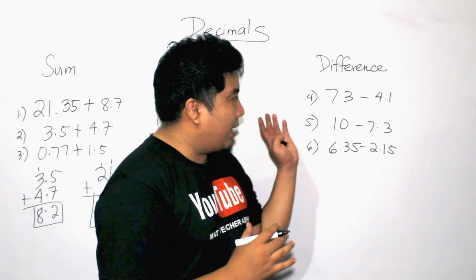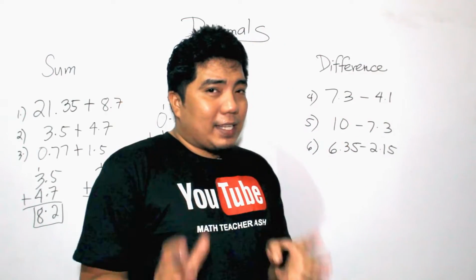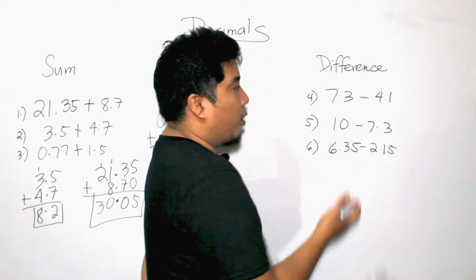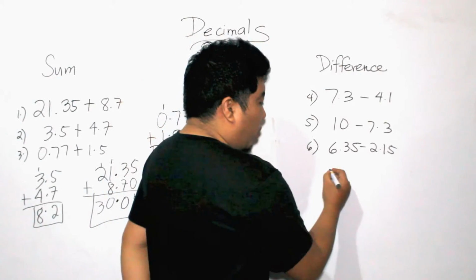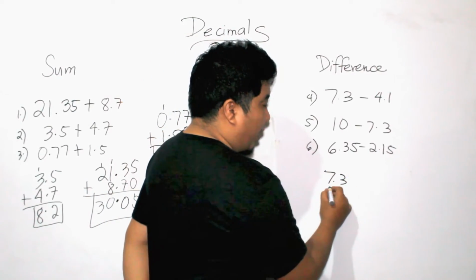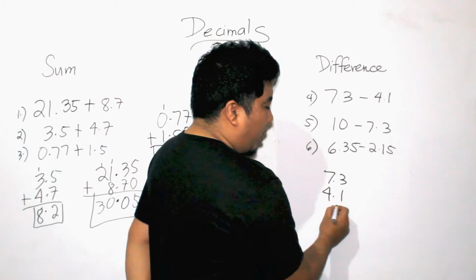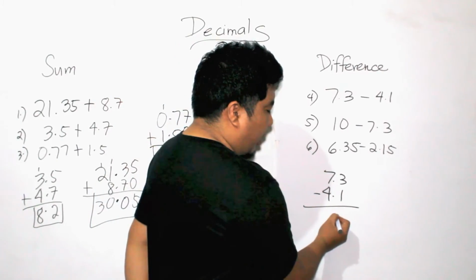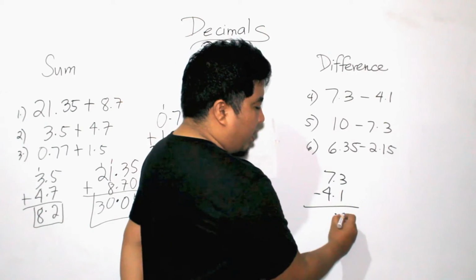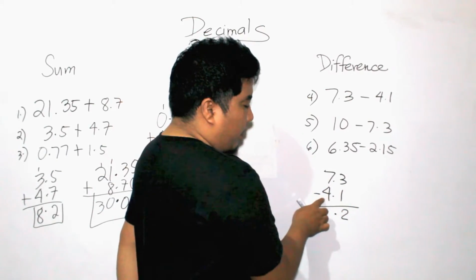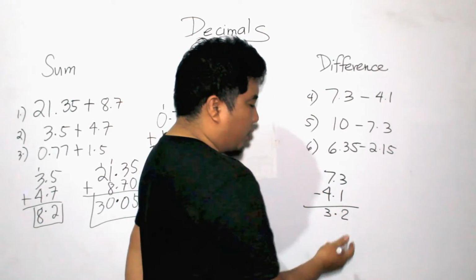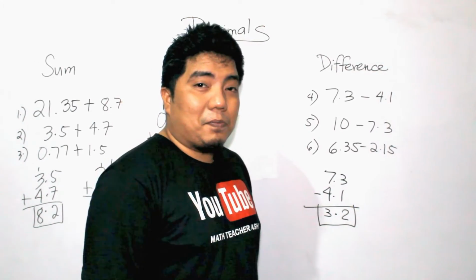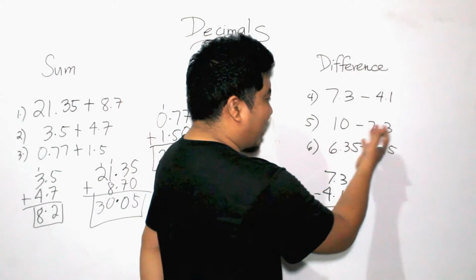Now, let us go to subtracting decimals. The same concept, you will write them in column form. So 7.3 minus 4.1, you write them in column form where your decimals are aligned. So the decimals are here. Okay. So 3 minus 1 is 2. 7 minus 4 is 3. So your final answer is 3.2 or 3 and 2/10. Easy, right? Now, let's go to the second example.